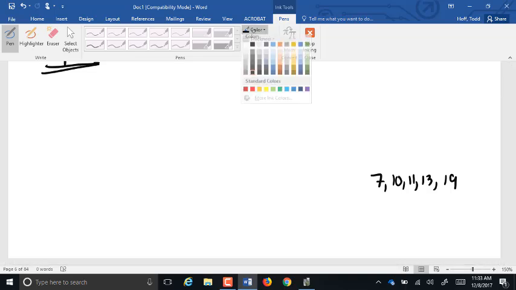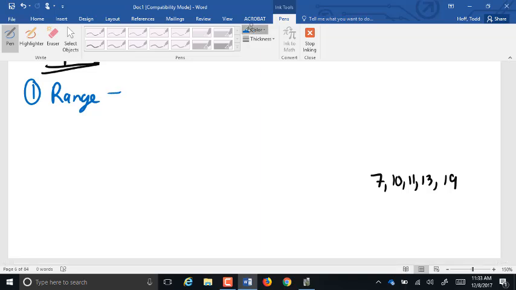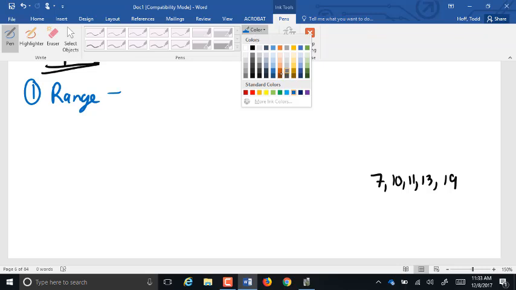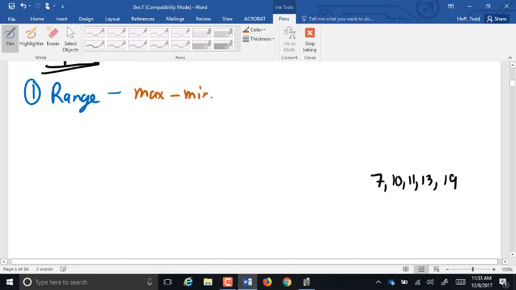Our first measure of spread is the range. The range is very similar to the mid-range. The mid-range, we added the max and the min, and we just averaged the max and the min. The range is just the maximum minus the minimum. So our maximum is 19 minus our minimum of 7 gives us a range of 12.